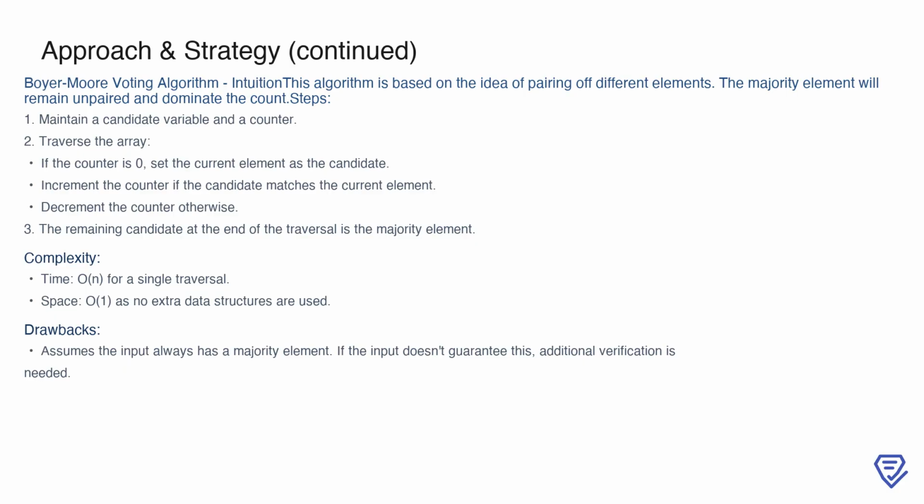However, one limitation of this algorithm is that it assumes the input always contains a majority element. In cases where this guarantee is absent, additional verification would be necessary to confirm the result. Despite this, the algorithm's efficiency in both time and space makes it a compelling choice for this problem.